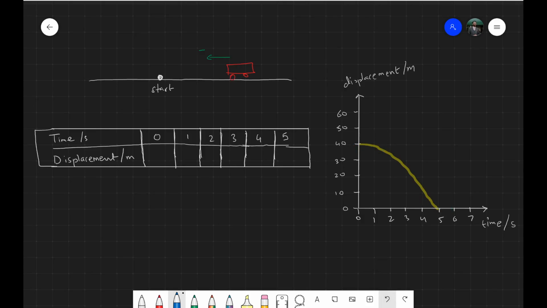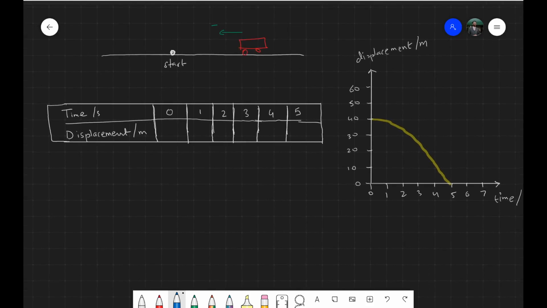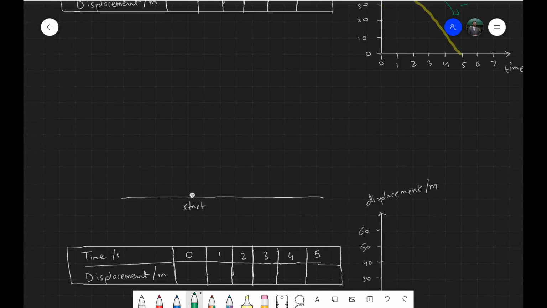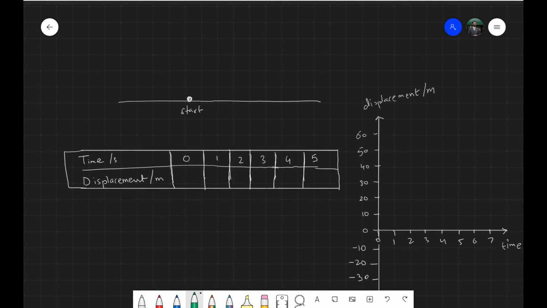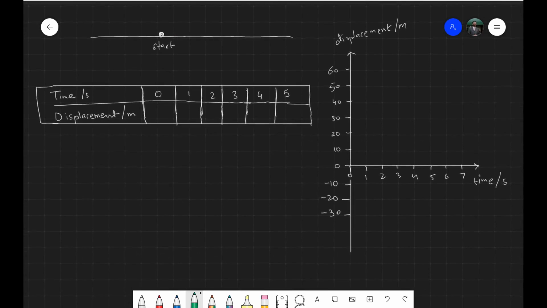So that means that the gradient is actually increasing, and the gradient is negative again, so the car is moving in the opposite direction towards the starting point. The velocity of the car is increasing since the gradient of the graph is increasing, and it reaches the starting point at 5 seconds.